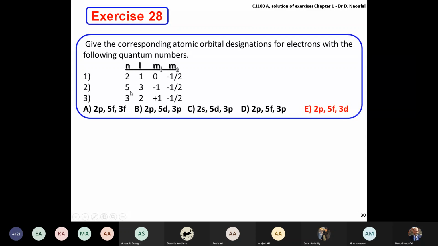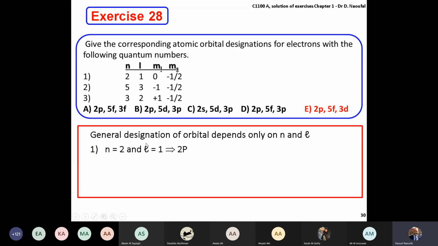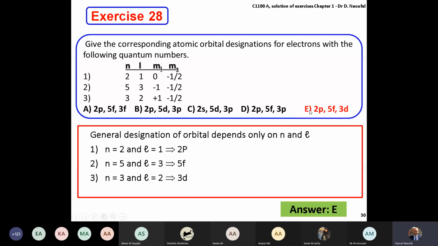5, 3 is 5f. 3, 2 is 3d. So the correct answer is E.